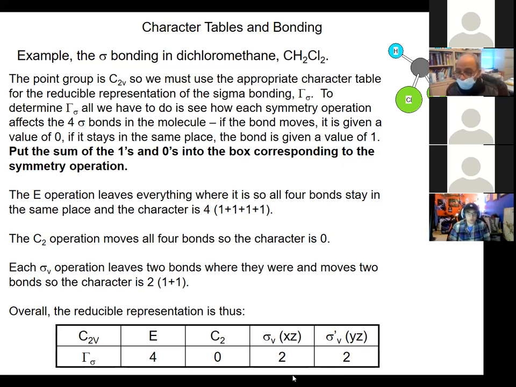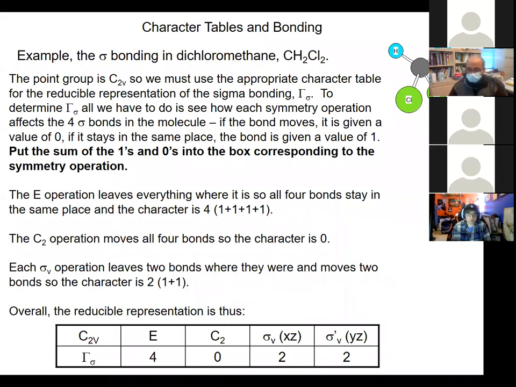This is your reducible representation. The tau sigma. Why did we put sigma? Because this molecule has only sigma bonds, no pi bonds, no double bonds, right? So we say these are all sigma bonds, and there are 4 of them. All of them move under C2, but 2 remain in place in both of the vertical planes of symmetry. So given any molecule, you should be able to write what we call reducible representations.